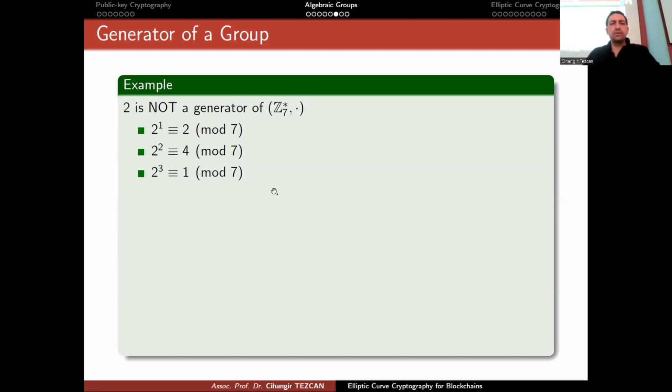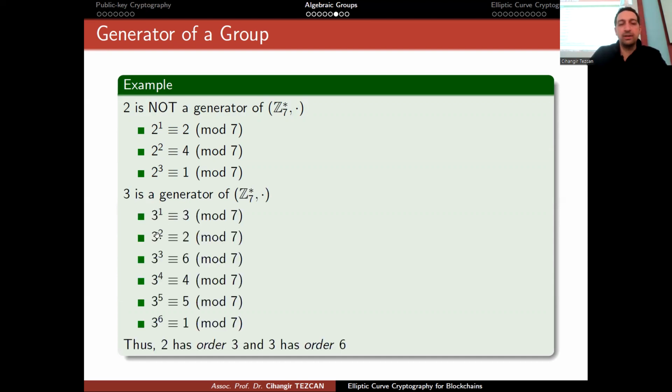Since 2 is not a generator of this group, let's see a generator of this group. Let's see if 3 is a generator, and actually it is. Here, as you can see, if you calculate every power of 3, you end up with every element in Z7 star. Here you hit the identity element. If you continue more, you will be repeating these numbers again, okay? This is referred to as the order of that element. From this slide, you can see that 2 has order 3, and 3 has order 6. Since Z7 star has 6 elements, this is why 3 is the generator, okay?